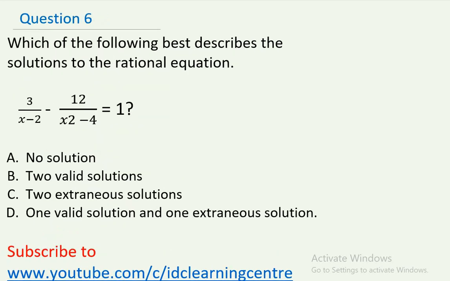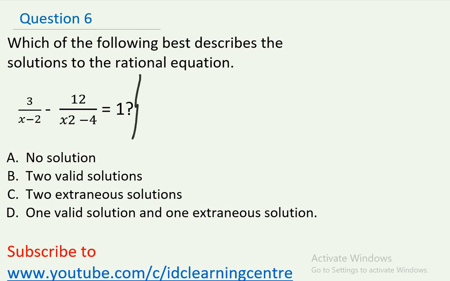Okay, let's look at question 6. Which of the following best describes the solutions to the rational equation 3 out of x minus 2 minus 12 out of x squared minus 4 equal to 1? A. No solution. B. Two valid solutions. C. Two extraneous solutions. D. One valid solution and one extraneous solution.